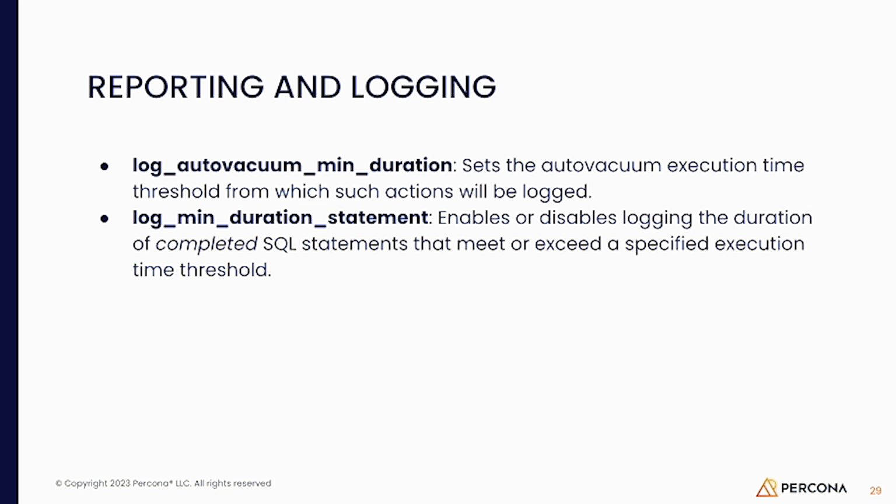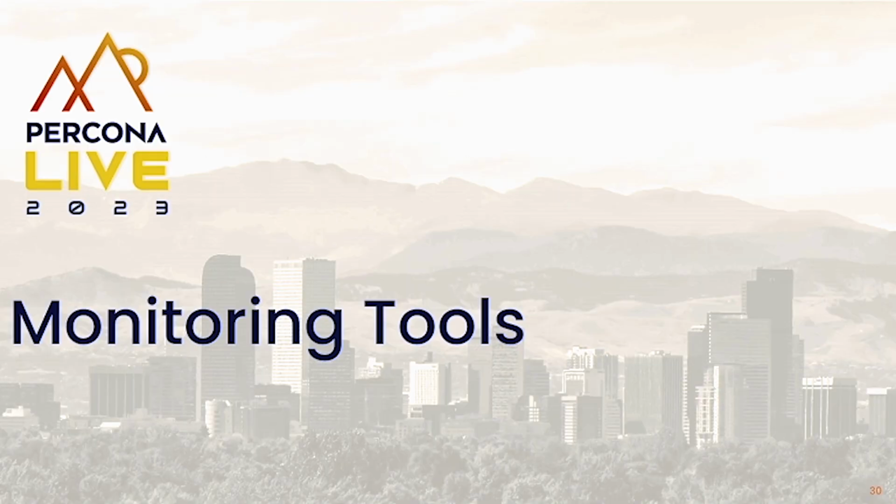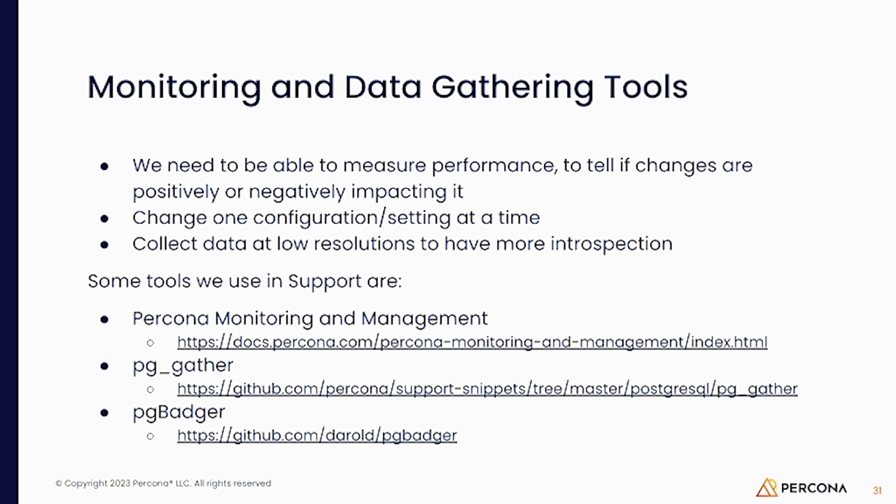And then another one that's very important is log_autovacuum_min_duration. Typically, when we want to troubleshoot autovacuum issues, we set it to 0, so all autovacuum executions are logged. You can do this dynamically. And then log_min_duration_statement. This is for getting information on the queries, right? And after you log all of these, there is a very nice tool that you can use to get information out of it, which is pgBadger.